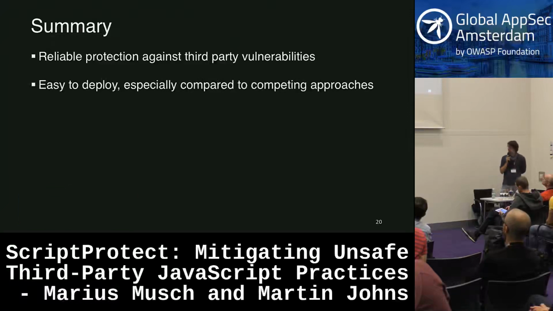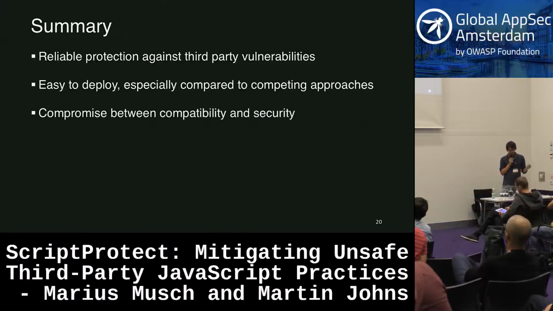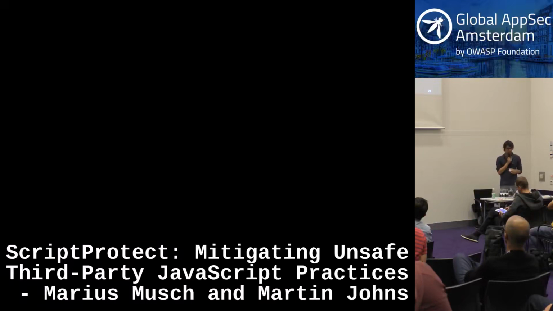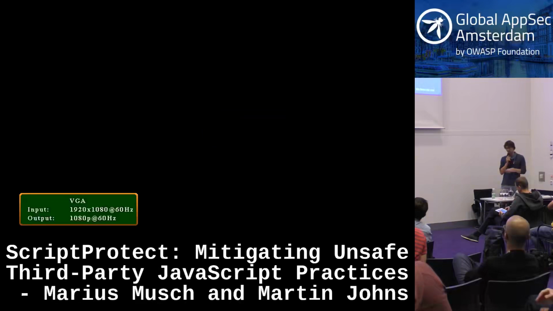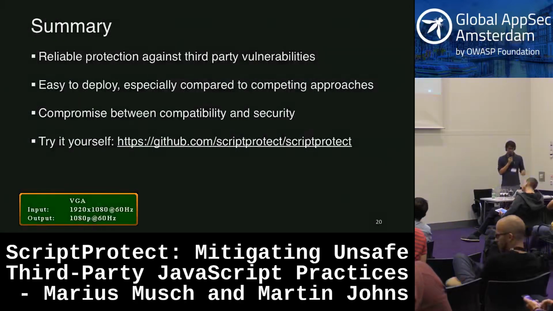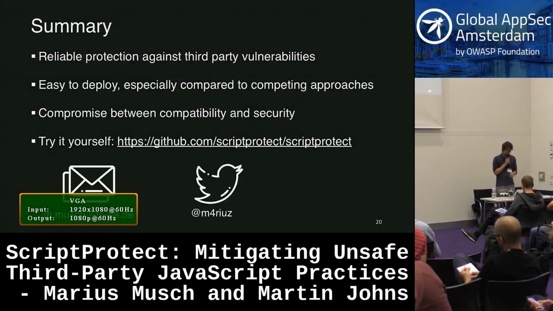As a summary, we have this reliable protection against third-party vulnerabilities, and we think it's easy to deploy because you just add that protection script at the very top of your document. Especially compared to competing approaches, we thought about how we can make this backwards compatible with existing applications without requiring code changes. It's also a compromise between compatibility and security. And if you want, you can try it yourself. It's on github.com/scriptprotect/scriptprotect, because we had to submit it anonymously to get the paper out there.